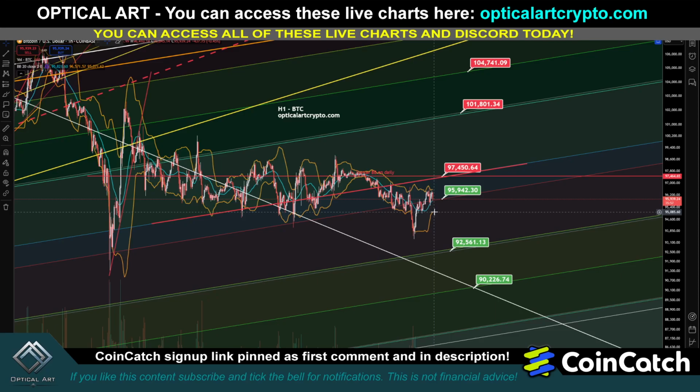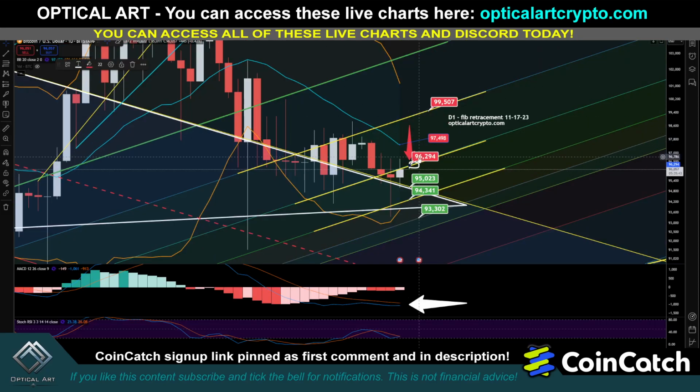The bottom Bollinger Band on the hourly is sitting around 95,085. But if you continue down, your next strongest support on the hourly is around 92,561. I would expect that to hold. But again, that's a lot of resistance at 97,450. That is the same thing. This is close to it. You see the Bollinger Band right here, 97,498.